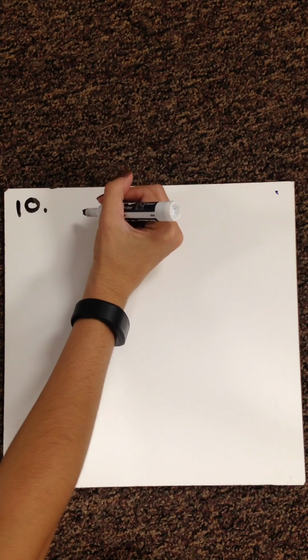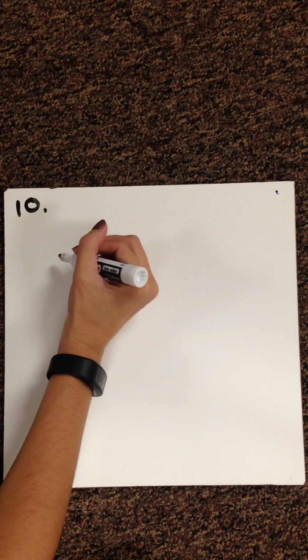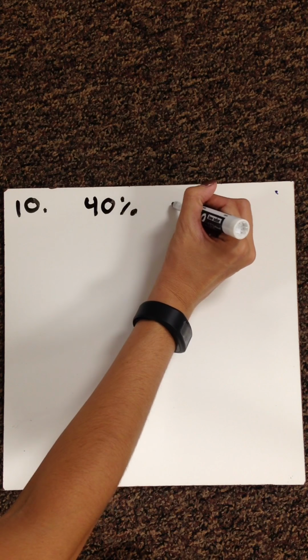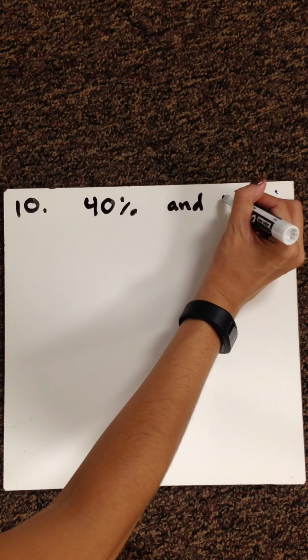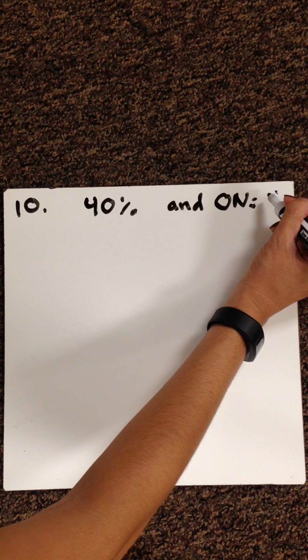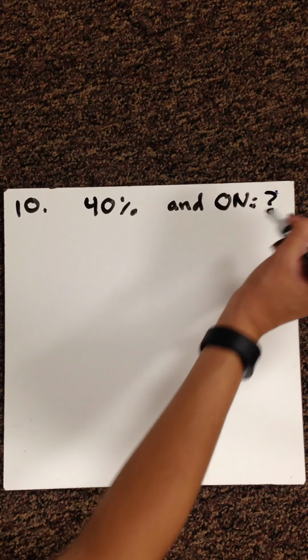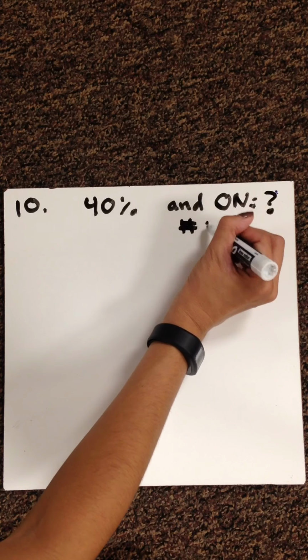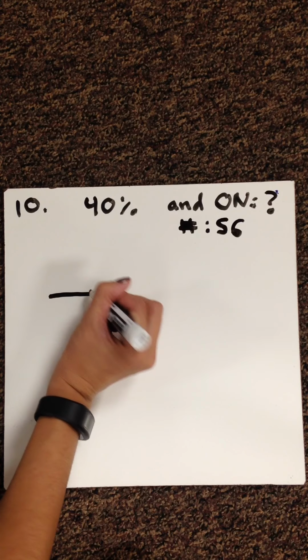You have 40% of a number, 56. You want to figure out what the original number was. So this is where we're setting up two proportions, okay? So the important information they give you is 40%, and the original number equals, oops, that's what we don't know, okay? And we know that the number that they're giving us is 56. So I'm going to set up two proportions, okay?